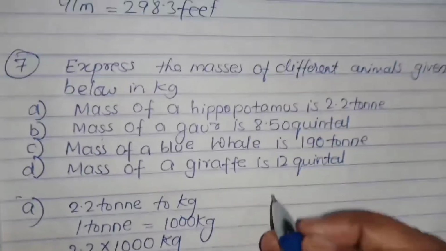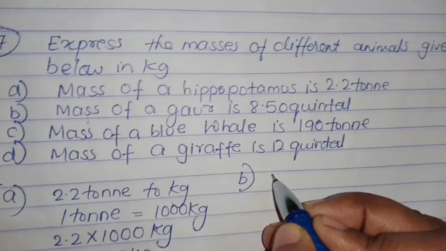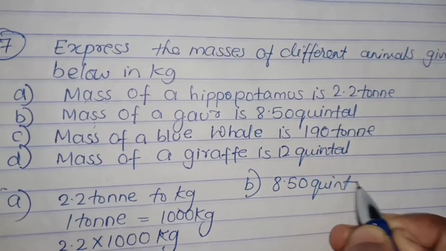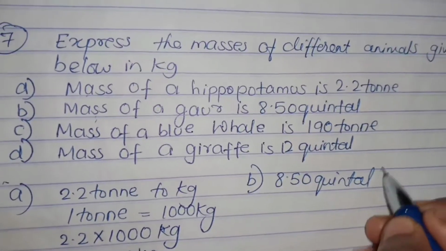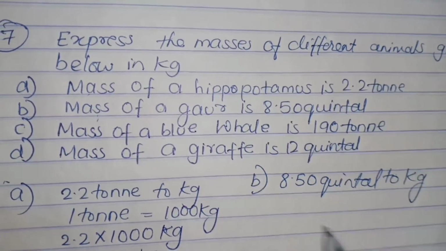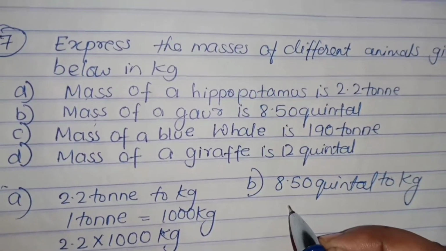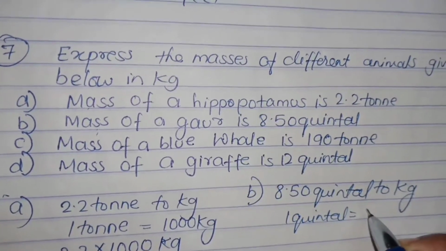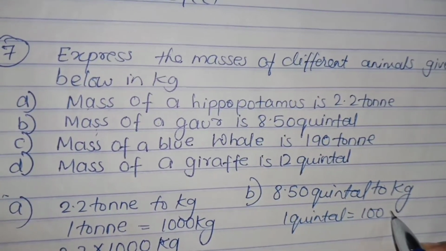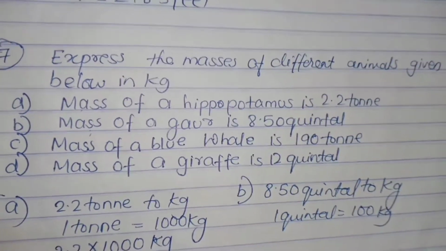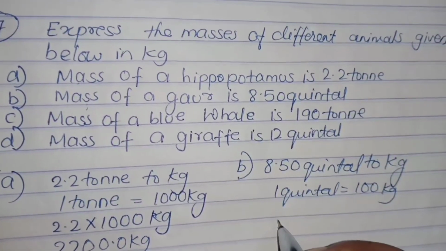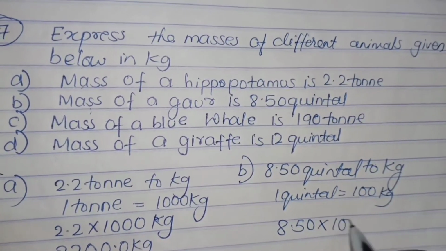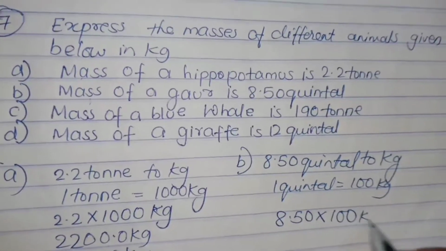Okay, and we know that number B I am doing. 8.50 quintal. We have to convert this to kg. Okay, so kg, and we know that 1 quintal is equals to how many kgs? 100 kg. Okay, so what you have to do now? 8.50 into 100. Okay, kg.